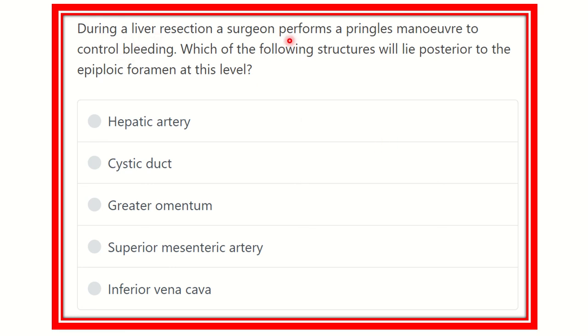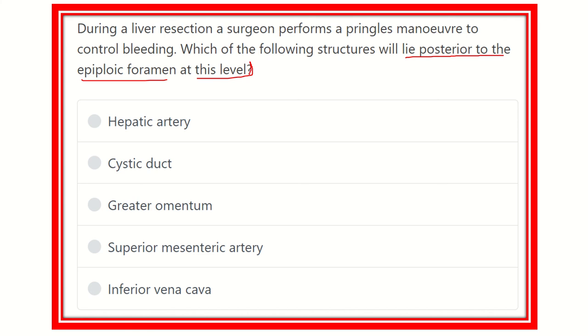During a liver resection, a surgeon performs a Pringle maneuver to control bleeding. Which of the following structures will lie posterior to the epiploic foramen at this level? So after reading, we have to find out the key points or main points from here. During liver resection, the surgeon performs a Pringle maneuver to control bleeding. Which of the following structures lies most posterior to the epiploic foramen at this level?